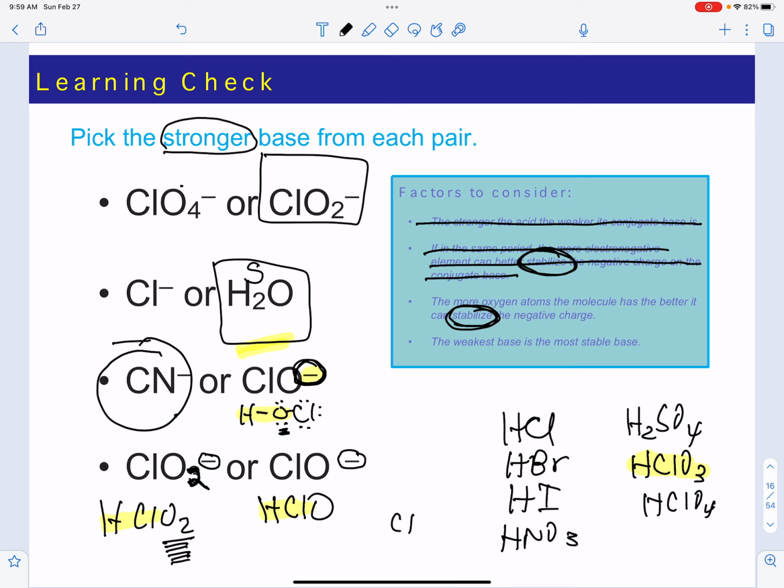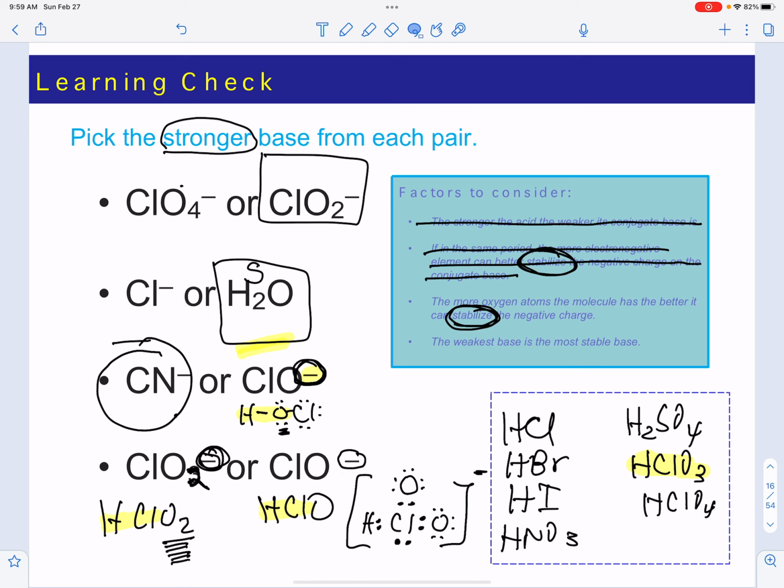So chlorine, when we do the Lewis structure, it's going to be like this. Hydrogen and chlorine combined. Then we put an oxygen over here with 6 electrons. Another oxygen over here with 6 more electrons. And then that leaves us with only 1 electron there, but because this is negative, we can put 1 more electron, therefore satisfying the octet rule.